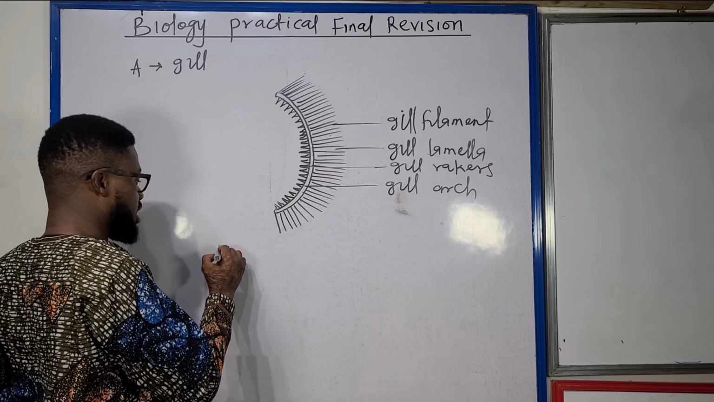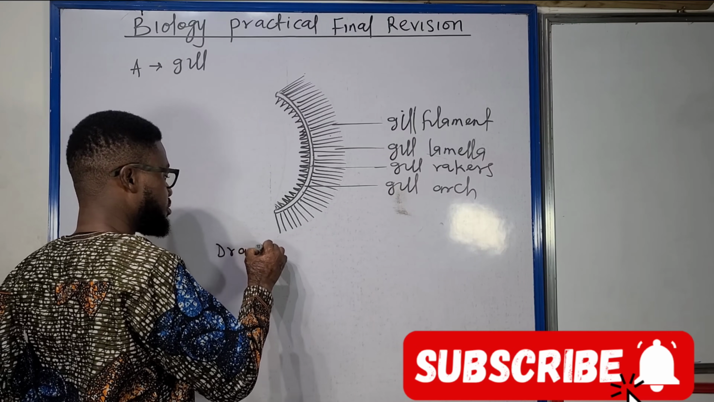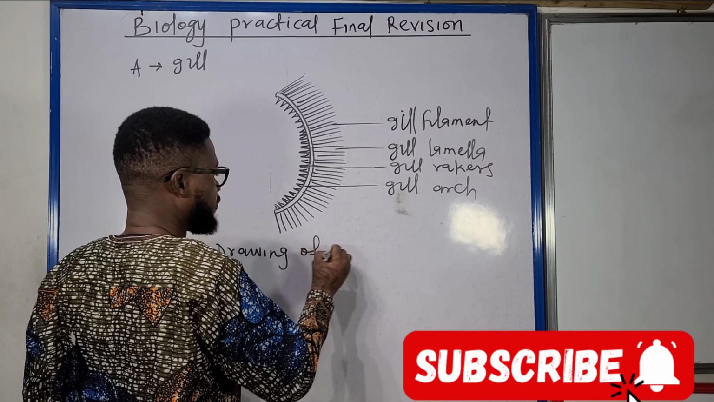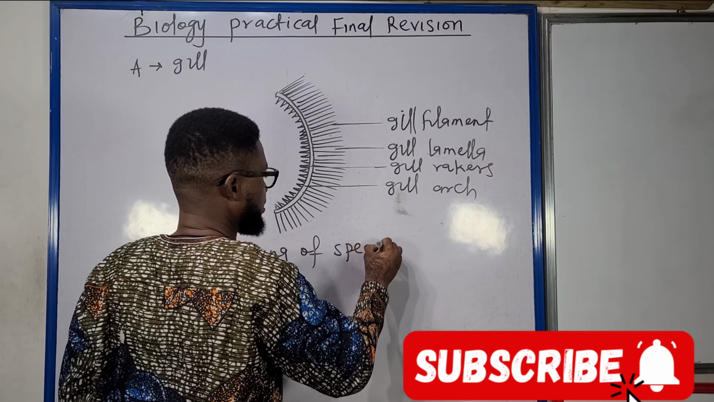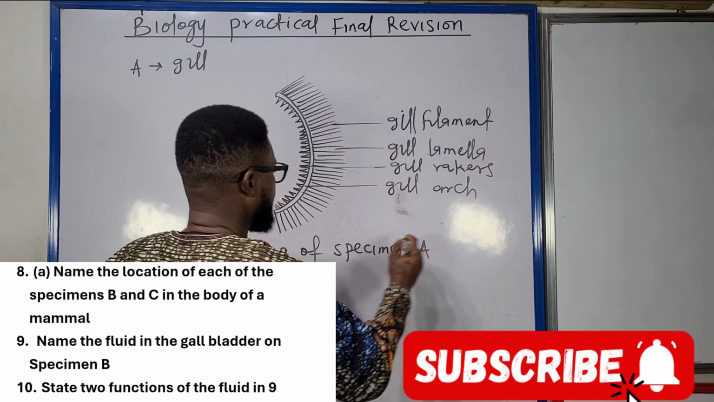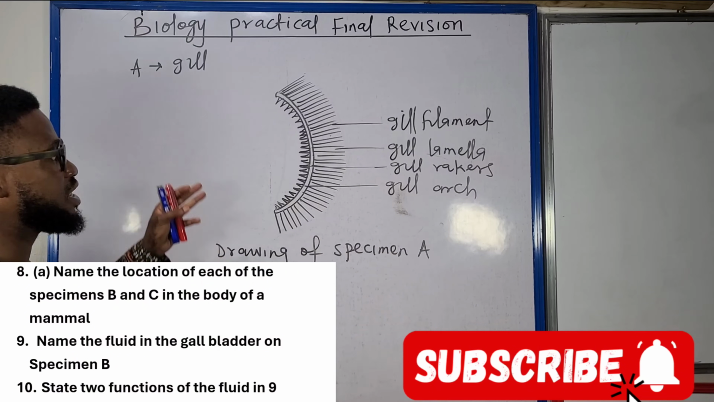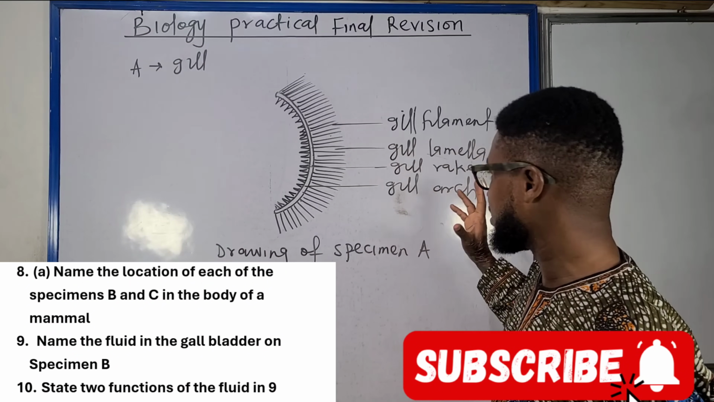In the title you're going to write drawing of specimen A. That is talking about the gill of a fish, and that just about ends that.